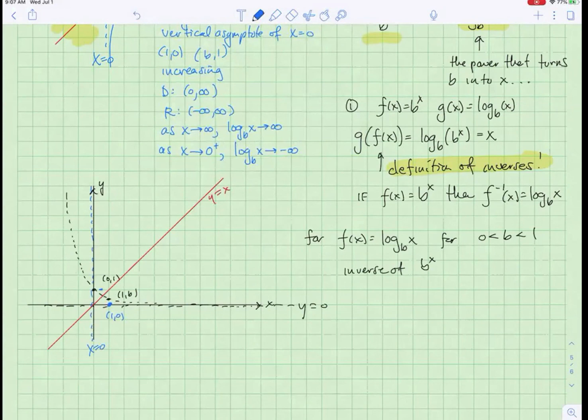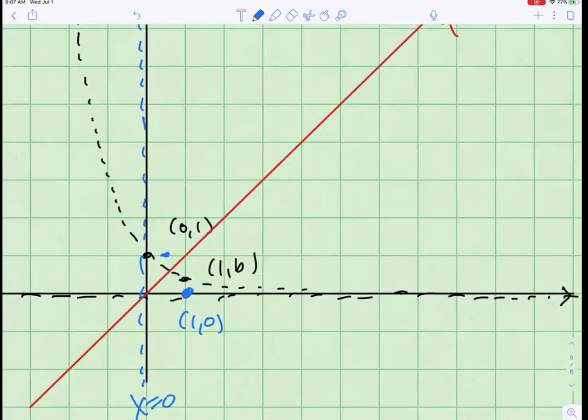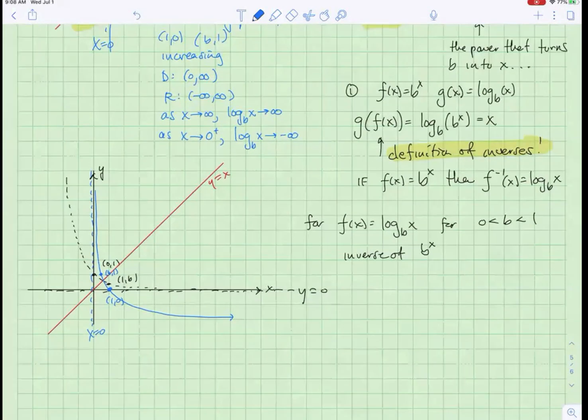This is really confusing looking. This is b comma 1, and this is going to come close to this asymptote, pass through these two, and then get larger. So those are in fact mirror images of each other about the red line. And this is log base b of x for small values of b. So there you have it. Those are the basic curves.